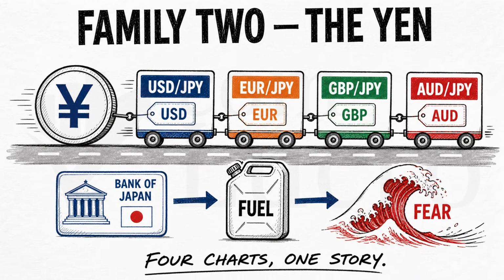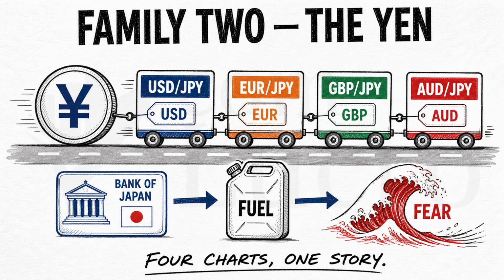The second family is the yen. When the yen is the one leading, a Bank of Japan surprise or a wave of fear rolling through the market, USD JPY, Euro JPY, GBP JPY, and AUD JPY all start traveling together. The yen is driving.